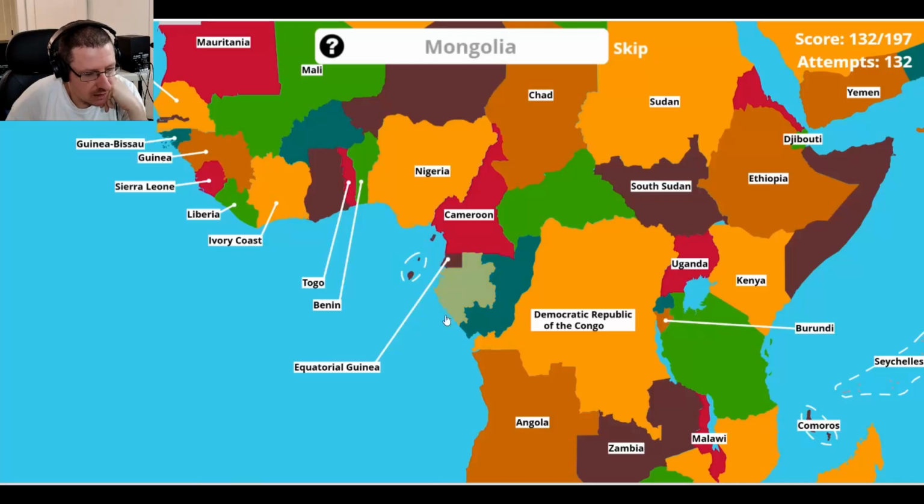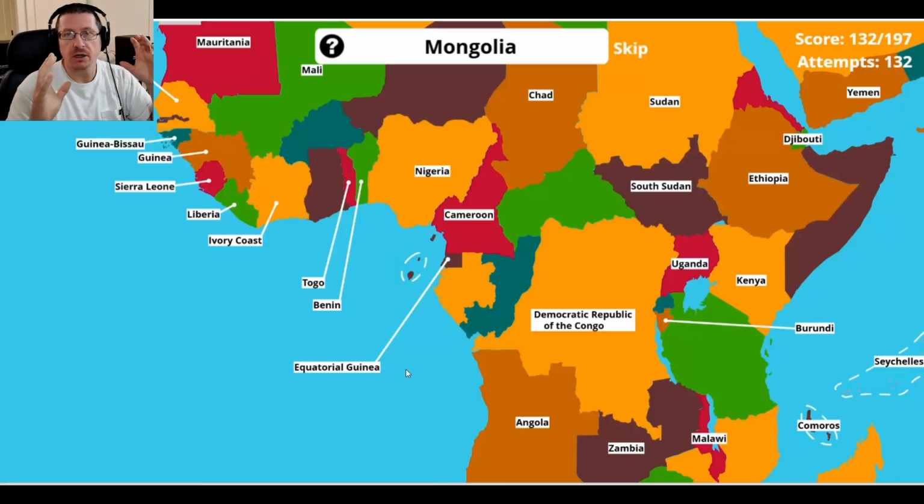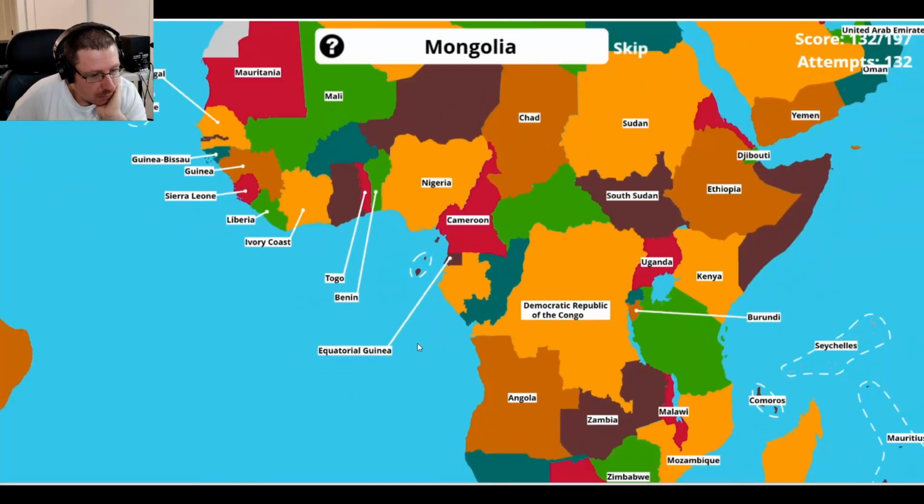Equatorial Guinea is very rich, but like 75% of its residents live in poverty. There's like a weird thing where all the money belongs to the government or something, and then everybody else is just super poor. Equatorial Guinea.